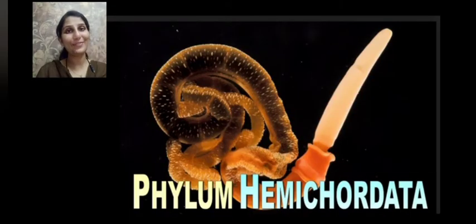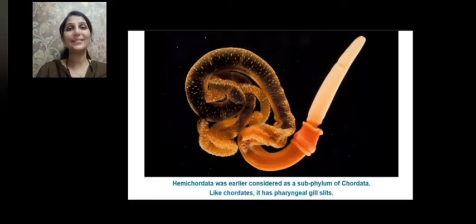The next phylum we have to learn is phylum Hemichordata. Hemichordata is considered as a sister group of phylum Echinodermata. And this Hemichordata was earlier considered as a subphylum under Chordata. And like chordates, it had pharyngeal gill slits. What are the pharyngeal gill slits?